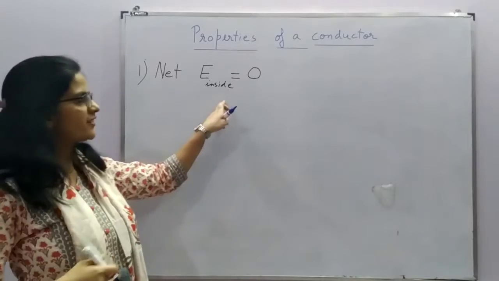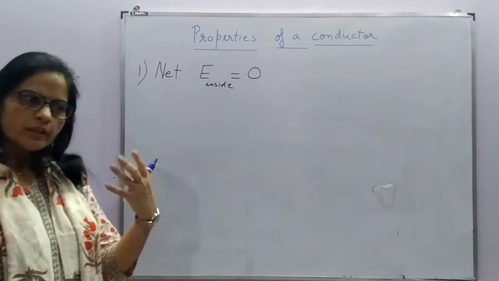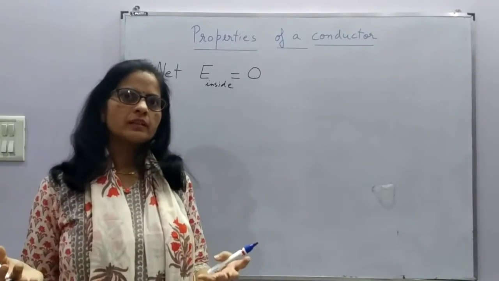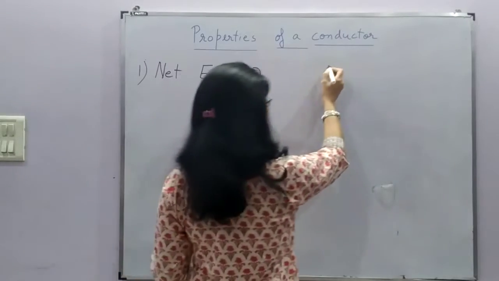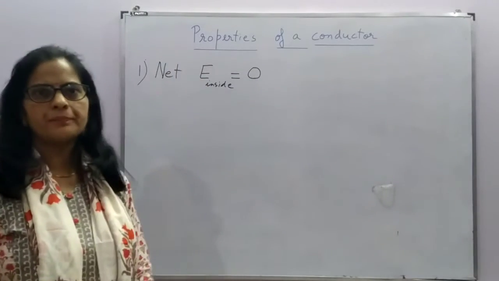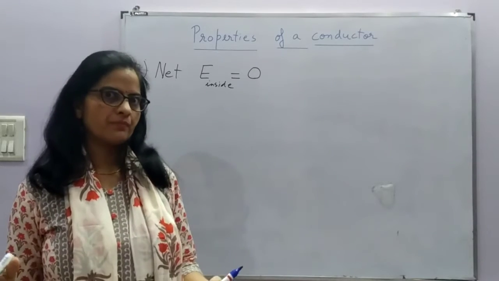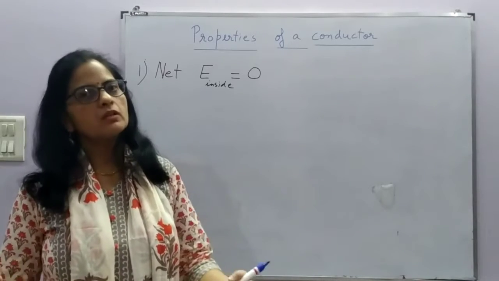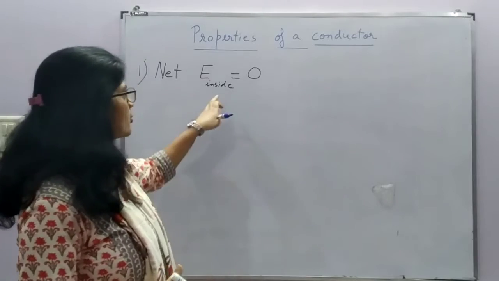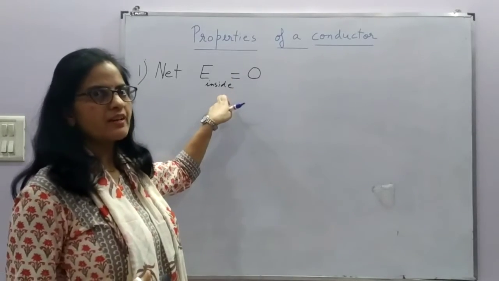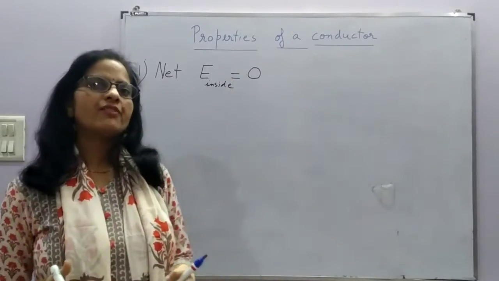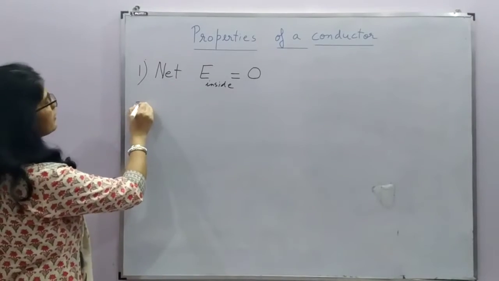Now why is the net electric field inside a conductor 0? This can be taken from the fact that if there is an electric field inside a conductor, then there will be a kind of static current, which doesn't happen in normal conditions, right? So that's why this indicates that the inside electric field is 0.